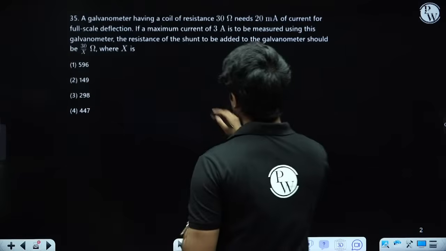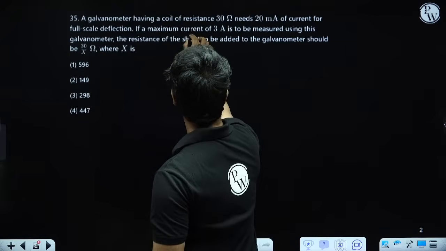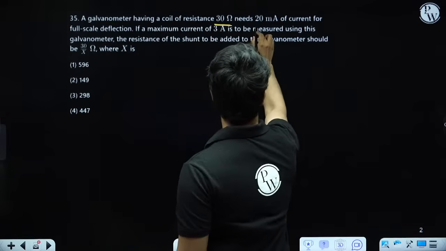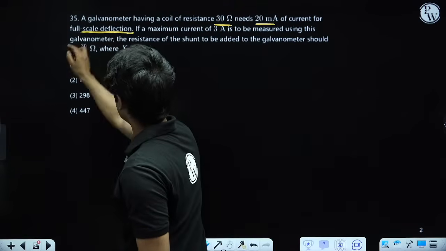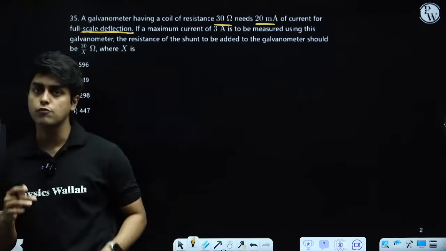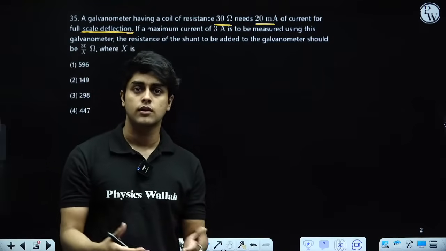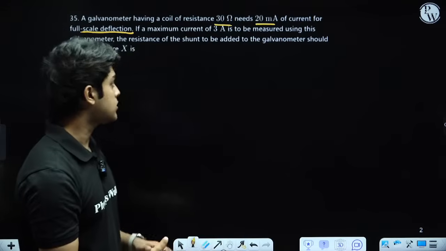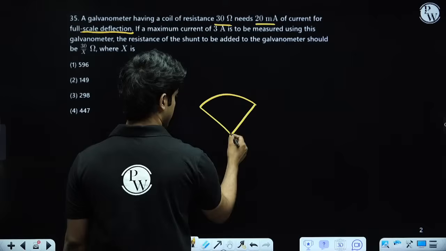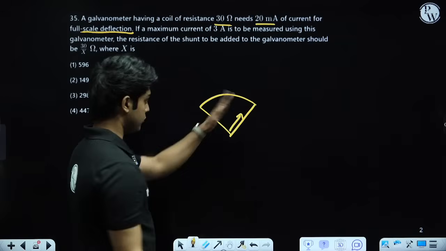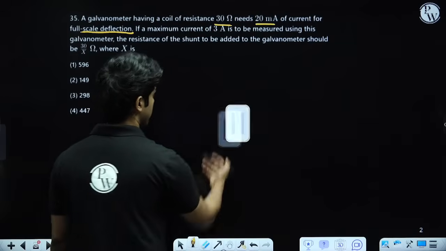We have a galvanometer coil having a resistance of 30 ohm. It needs 20 milliampere for full scale deflection. So what does that mean? When a current of 20 milliamperes flows through the galvanometer, it shows full scale deflection. So on the meter, it will be pointing towards the full scale value, the max value.